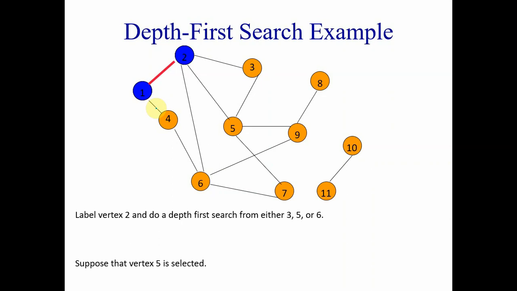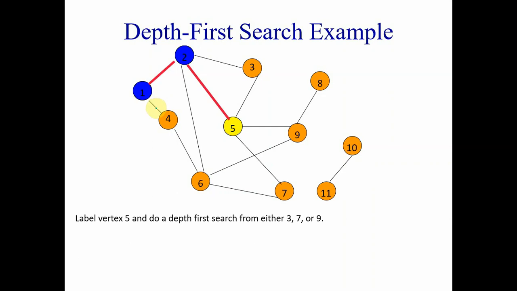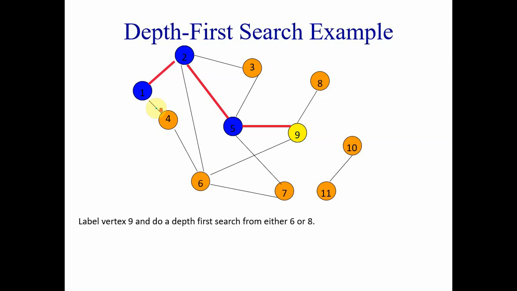Say, suppose it is connected to 5. Then the link between them is selected. And for 5, it can go to 3, 9, 7, so say it can go to 9. So how about going further? 9 can also go to 6 or 8. So say it goes to 8.